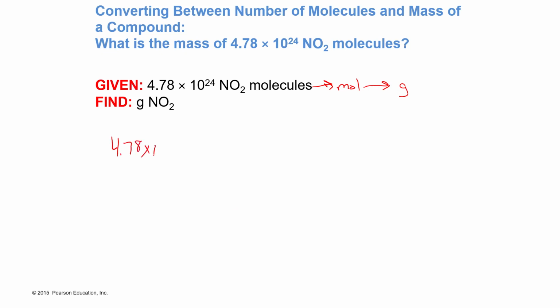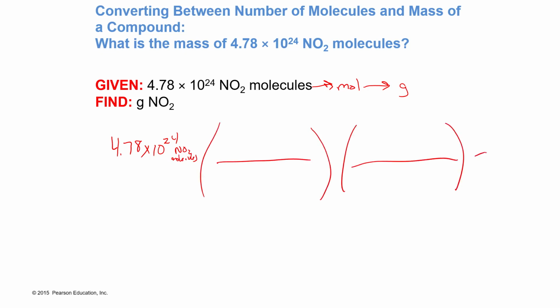4.78 times 10 to the 24 molecules of NO2. Molecules is on the top, so we're going to put molecules on the bottom, and we've got to go to moles first. Since moles is on the top, we're going to put moles on the bottom, and we want to end up with grams. What's our conversion factor here? Well, 1 mole of anything is equal to 6.022 times 10 to the 23rd molecules of anything.